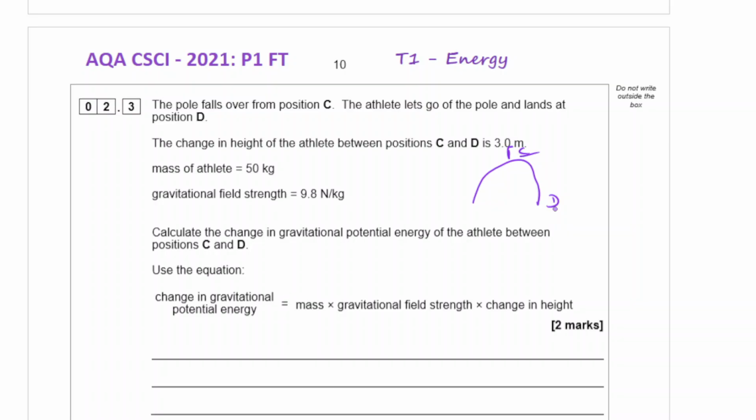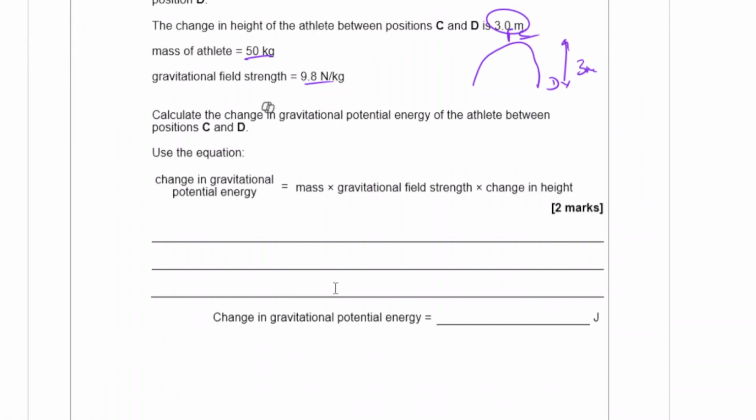So C is over there, D is over here. The change in height of the athlete, position C and D, is 3 meters. Mass of the athlete is 50. Gravitational field strength is 9.8. Calculate the change in gravitational potential energy of the athlete between C and D.